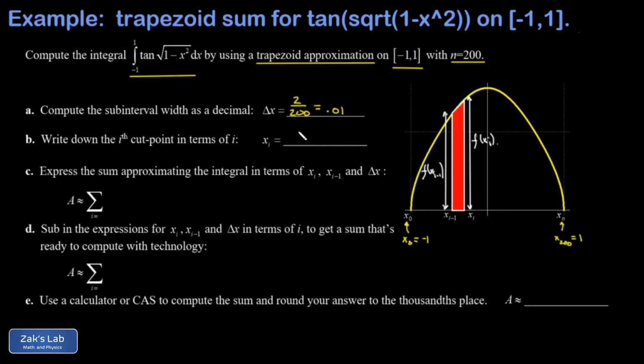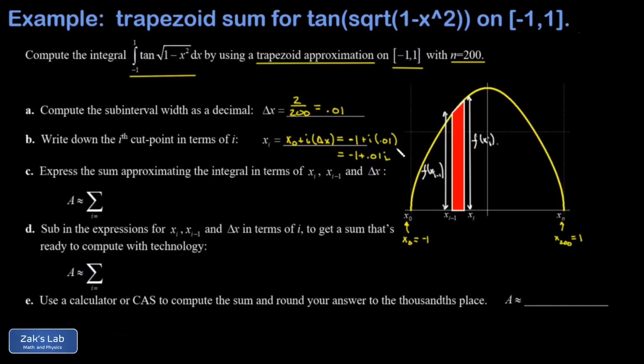Now what about our ith cut point? All we do is start with the starting point, that's x_0, and then we take i steps to the right, and the step width is what we call delta x. So plugging in the numbers here, for my ith cut point, I start at the starting point, x_0, that was -1, and I add to that i times the step width of 0.01. And it's probably nicer to write that as -1 plus 0.01i.